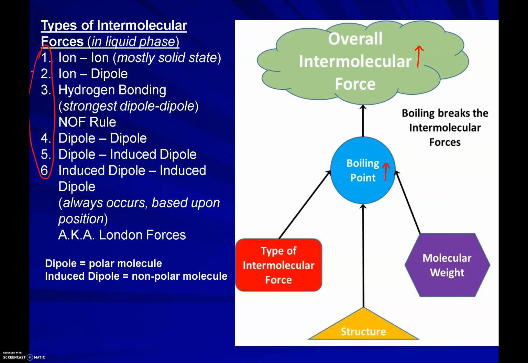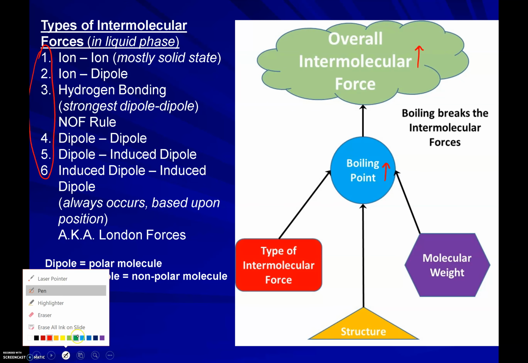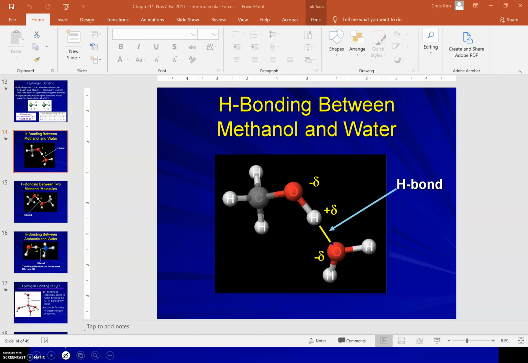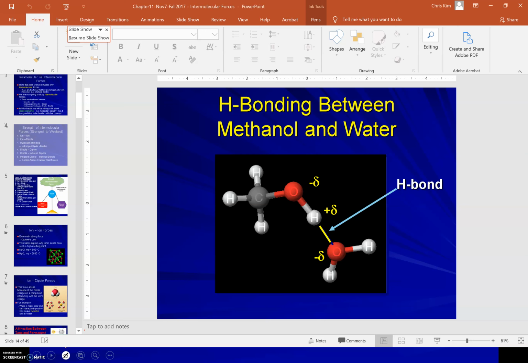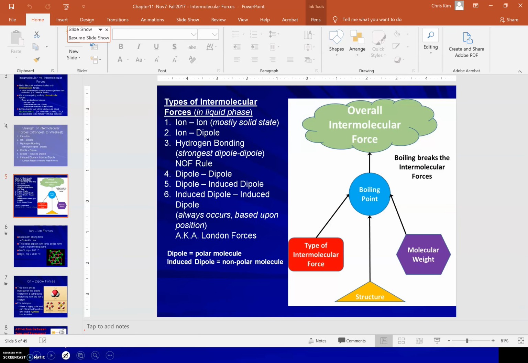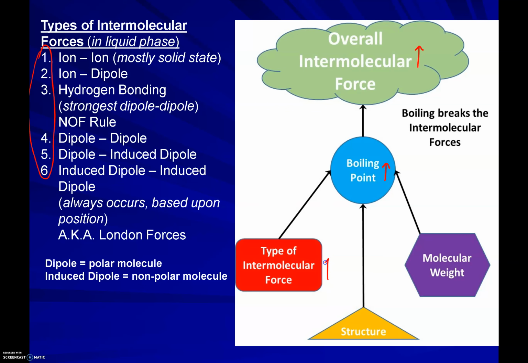If I have a strong intermolecular force, I'm going to have a high boiling point and therefore a relatively high overall intermolecular force. If I have a high molecular weight, I'm going to have a high boiling point and therefore a large overall intermolecular force.